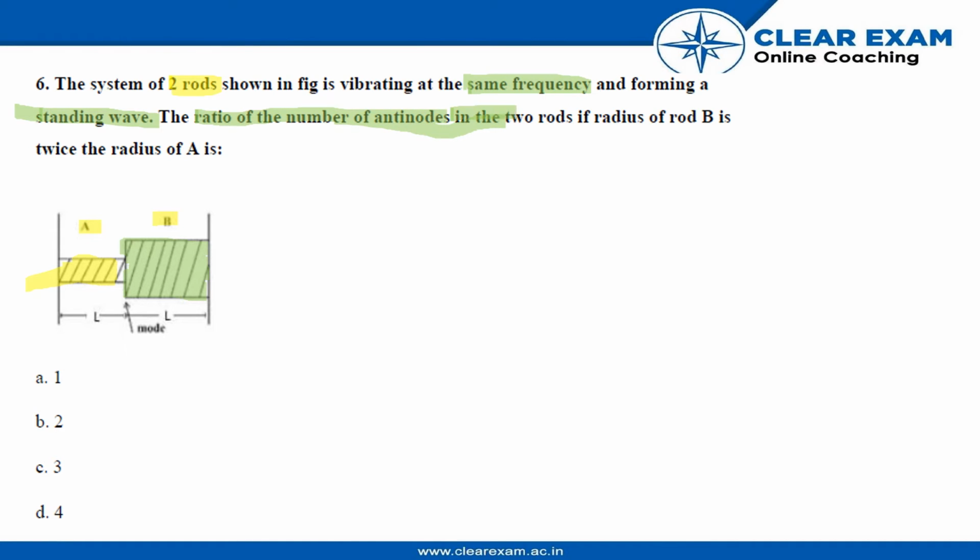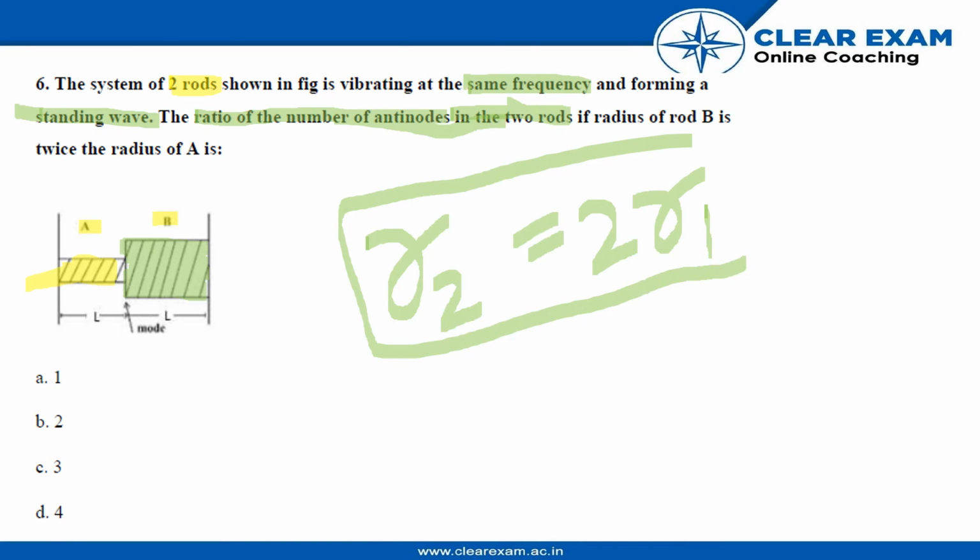And the radius of rod B is twice the radius of A, which means R2 is equal to twice of R1. So this is the condition, and we have to find out the ratio of the number of antinodes based on this condition. Okay, so let's see the solution.